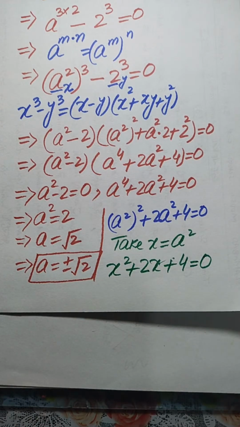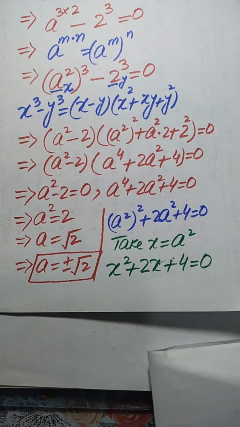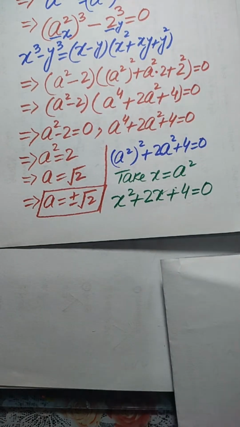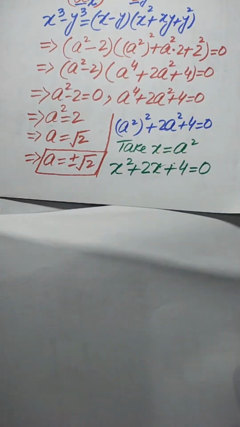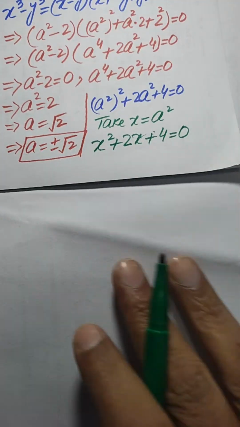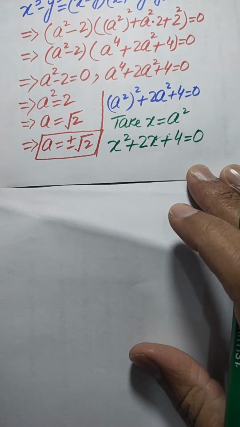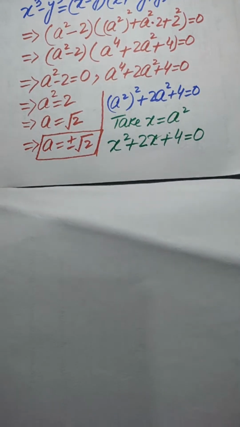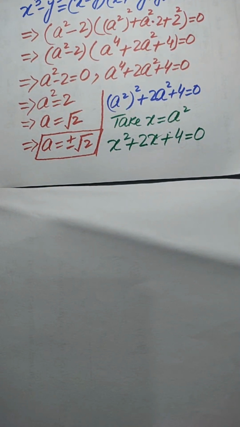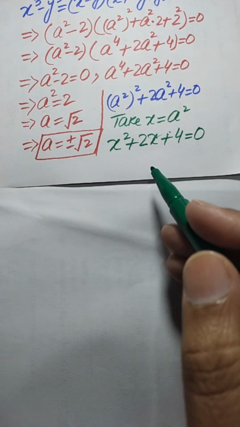And now you see this equation becomes a quadratic equation in the x variable, and we know that there are three methods to solve the quadratic equation. The first method is to apply the quadratic formula. The second method is by applying the completing square method. The third one is by applying the quadratic formula. So here we use the quadratic formula to solve this quadratic equation.